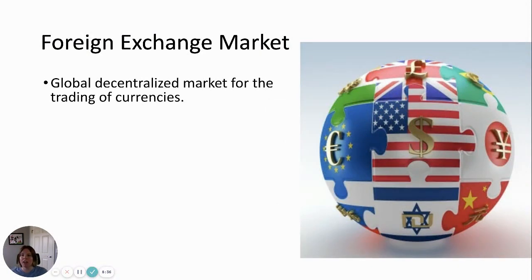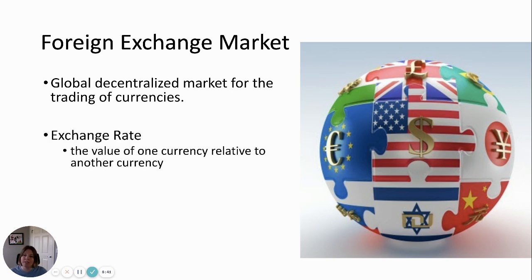So the foreign exchange market is a global decentralized market for the trading of currencies. The exchange rate is the value of one currency relative to another currency. For this class, we will always be only using two currencies. To make it simple, we will not be bringing in multiple currencies. It makes it way too complicated. So you're always going to be comparing two currencies, basically two markets. And they'll sometimes change them up on the test. Sometimes they'll use pesos or dollars or euros or yen. It doesn't matter. None of the concepts change depending on what currency it is.